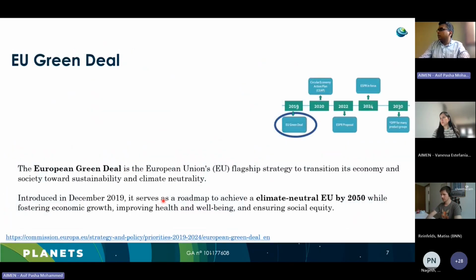Regarding the Green Deal, it's the European Commission's flagship strategy, mainly focusing on achieving a roadmap for a climate neutral European Union by 2050. So this all started here, focusing on economic growth, health and well-being, and ensuring social equality.